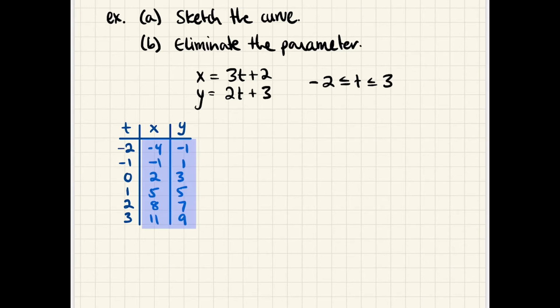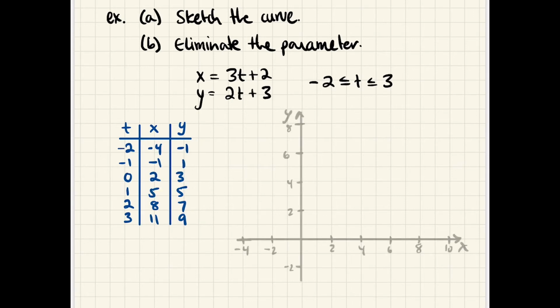So these are the coordinates that we need to plot. So let's go do that. Okay, so let's plot these points: (-4, -1). And as you plot the points, try to imagine what curve is emerging here. The next point is (-1, 1). And then followed by (2, 3). Followed by (5, 5).